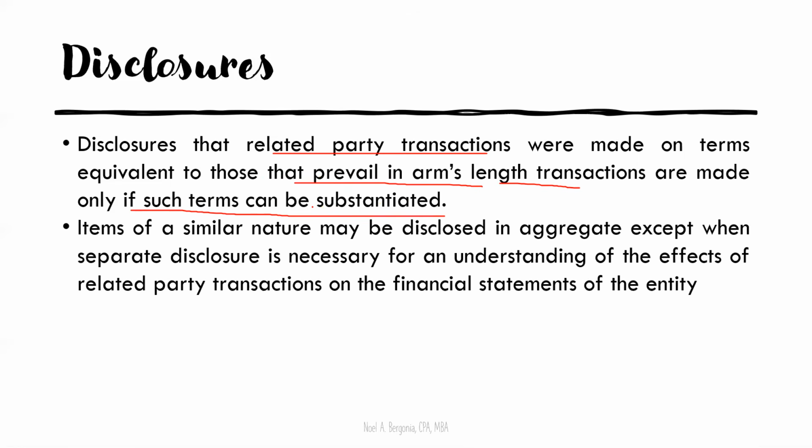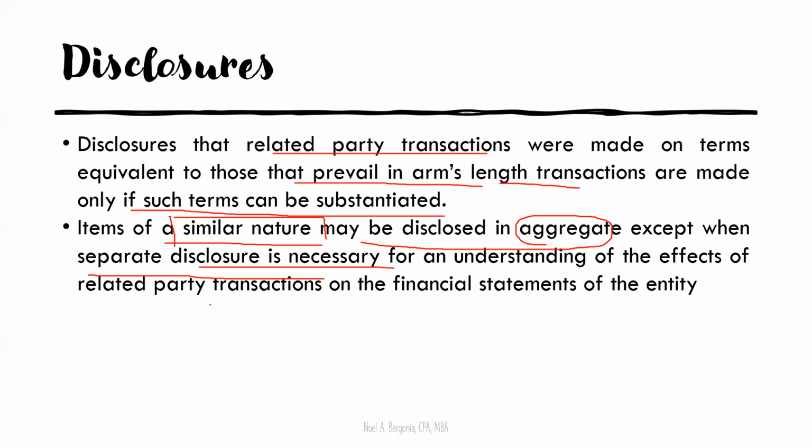items of similar nature, okay, it may be disclosed in aggregate, except when the separate disclosures are required. So just like the other standards that we have discussed, no, you can aggregate as well the amounts in disclosures if they are similar in nature. Okay, and they are allowed to be aggregated, no? Kasi may mga items na we need to separately disclose talaga, gaya ng mga nabanggit natin kanina. Okay? So those are the required disclosures under IAS number 24, no, for those identified entities as related party.